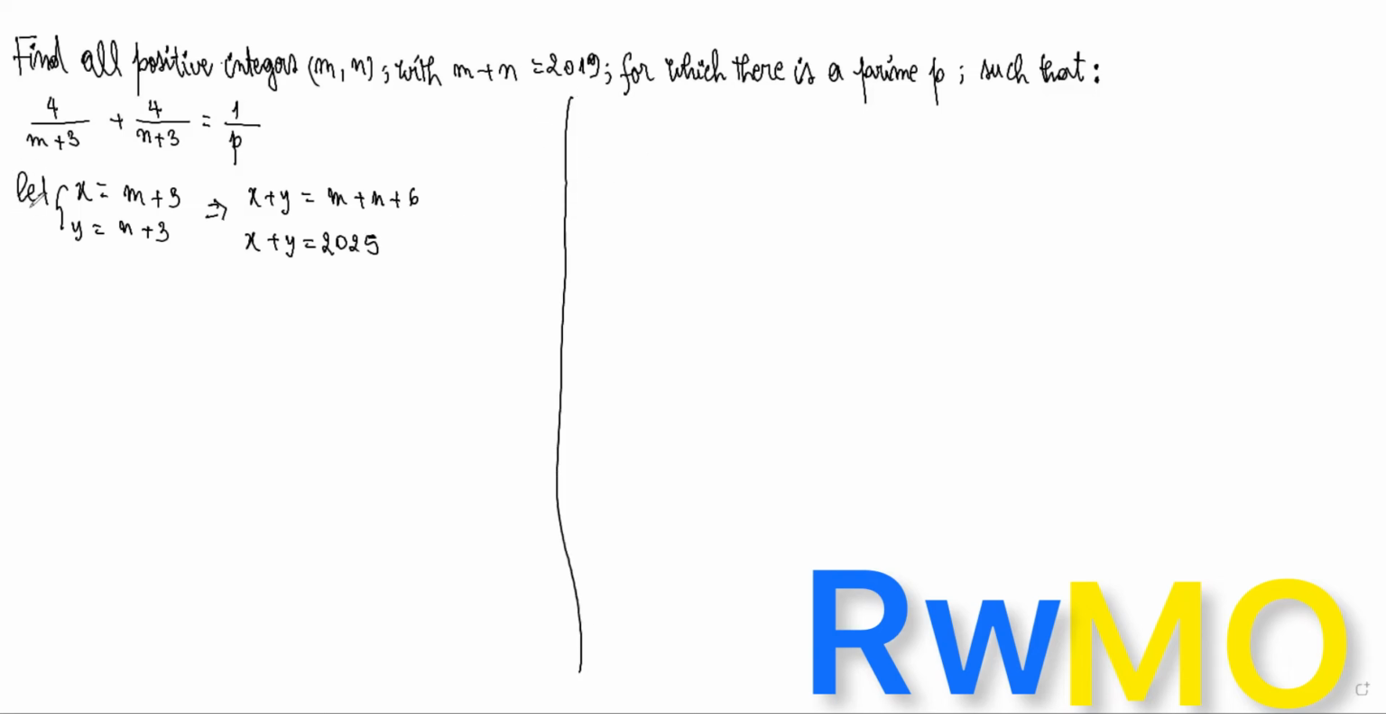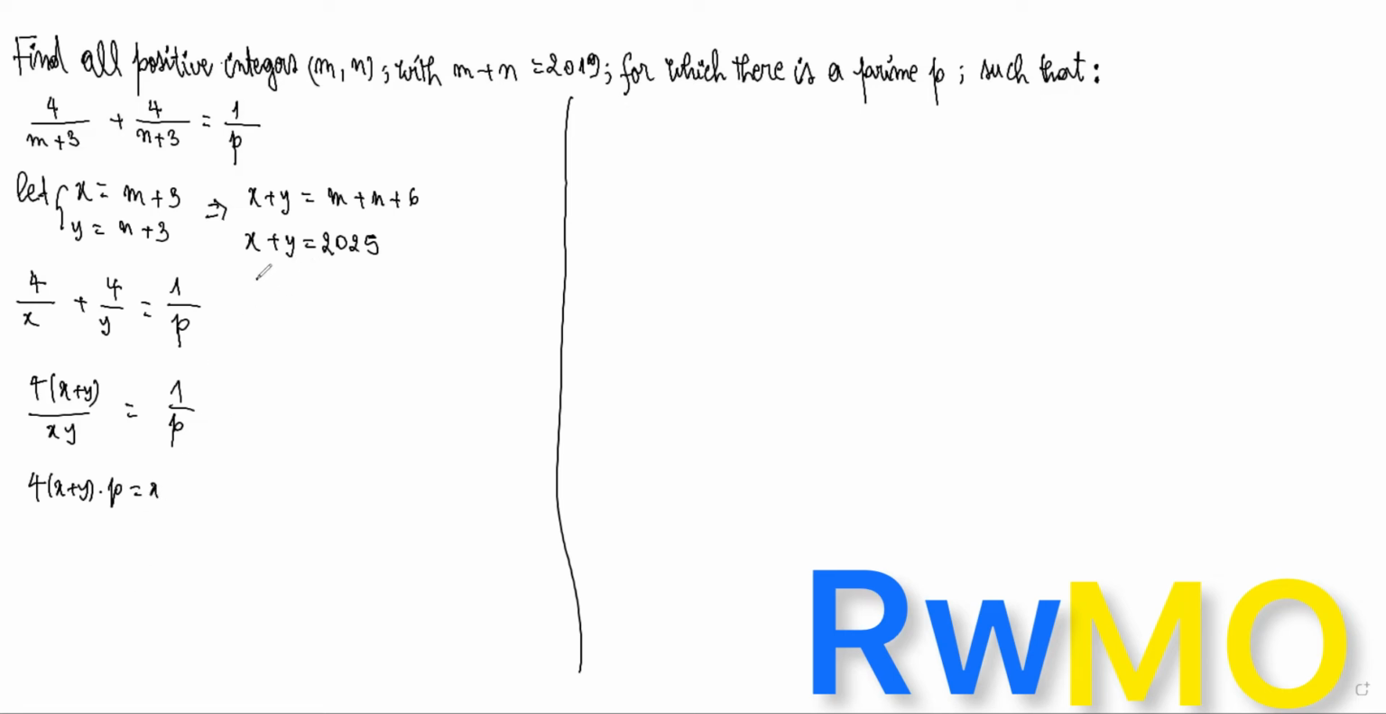Now, from the given expression, you see that 4 over x plus 4 over y equals 1 over p. Now I'm just going to find the common denominator and move things around. So I get 4 times x plus y divided by xy equals 1 over p. Now, cross multiplying on both sides, you see that 4 times x plus y times p equals xy.